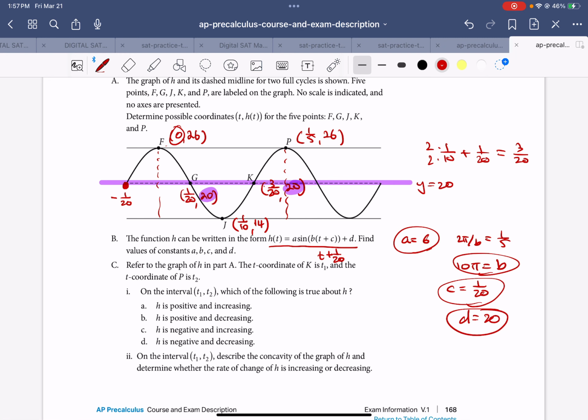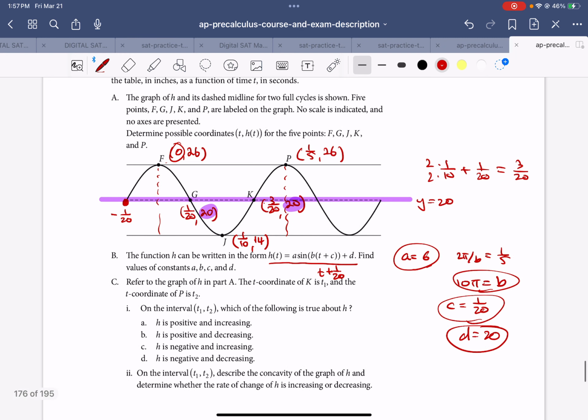Now, next one, C: refer to the graph of h in part A, and the t coordinate of the point K is t1. Okay, t1 is, let me label it, right here, right? That's t1. That's the x coordinate of the point K. And the x coordinate of the point P is t2, which is right here. So that's t1, t2.